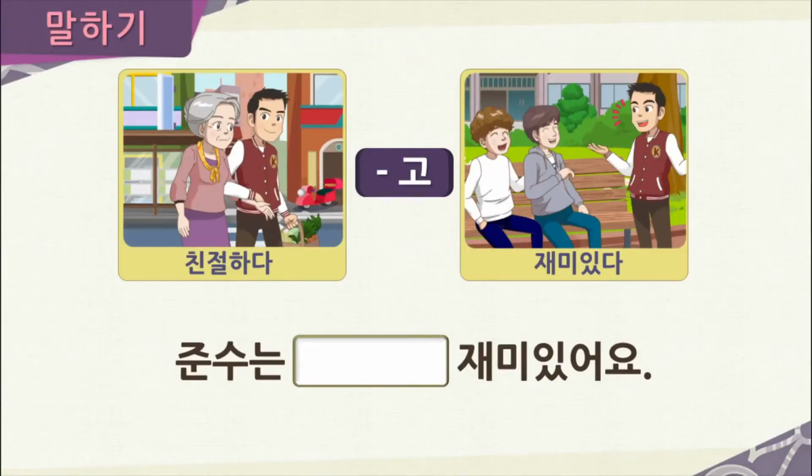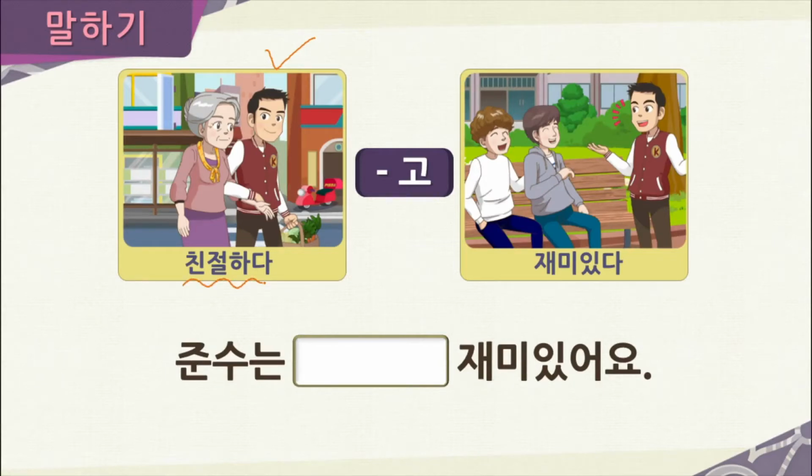Now it's time for speaking practice. We'll practice using the vocabulary and grammar that we learned earlier in this section. Now in this section, look at the picture and complete the sentence. Now in the picture on the left here, you can see that Chunsu is helping an elderly woman. How would we describe him? Well, we can say he's kind or 친절하다.